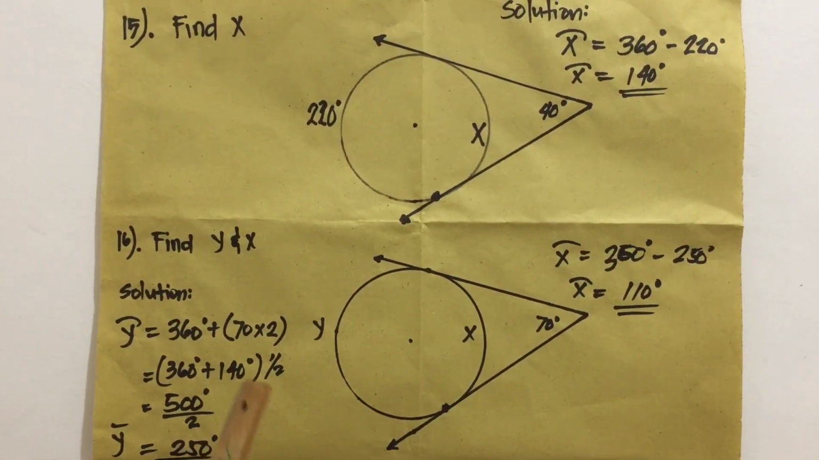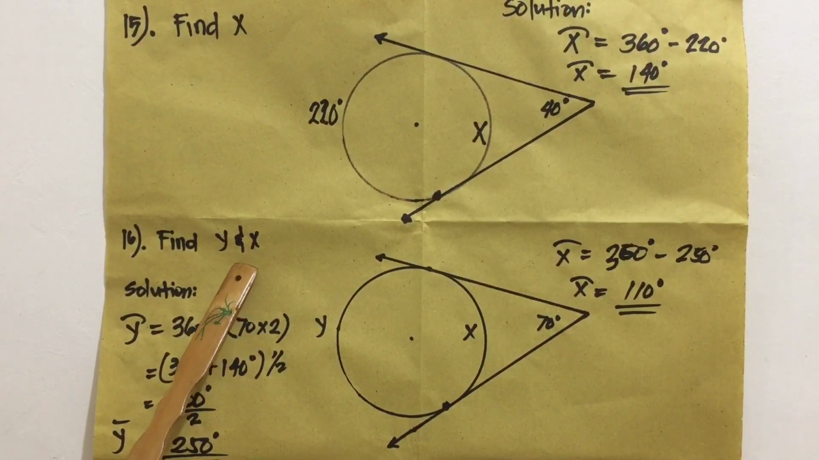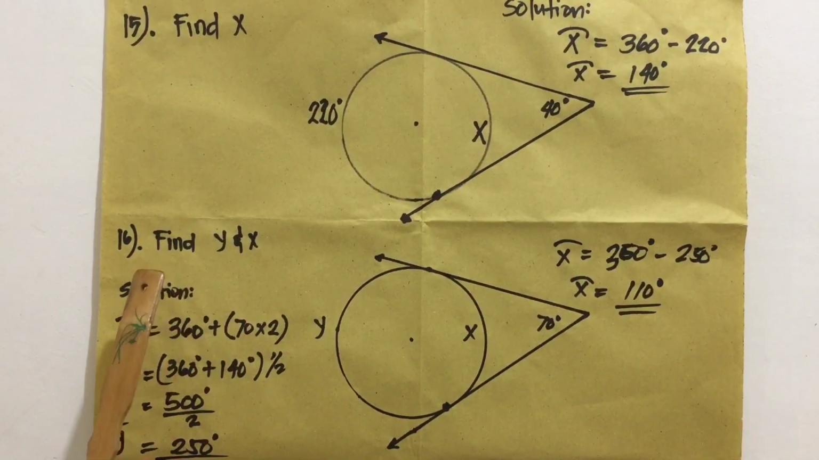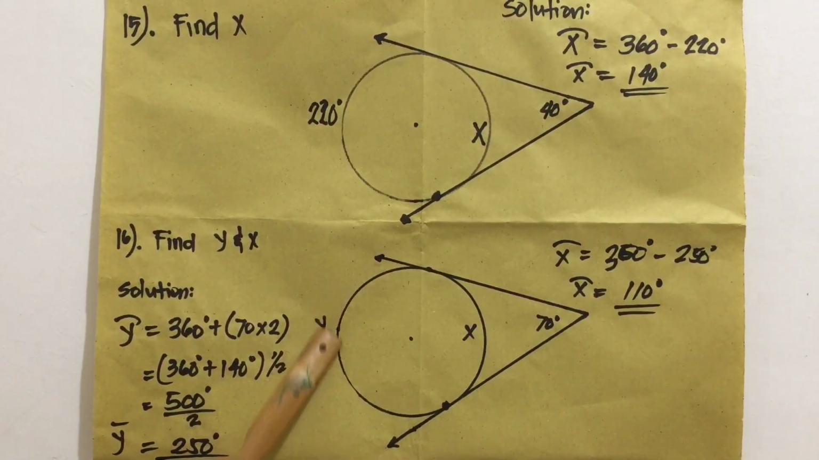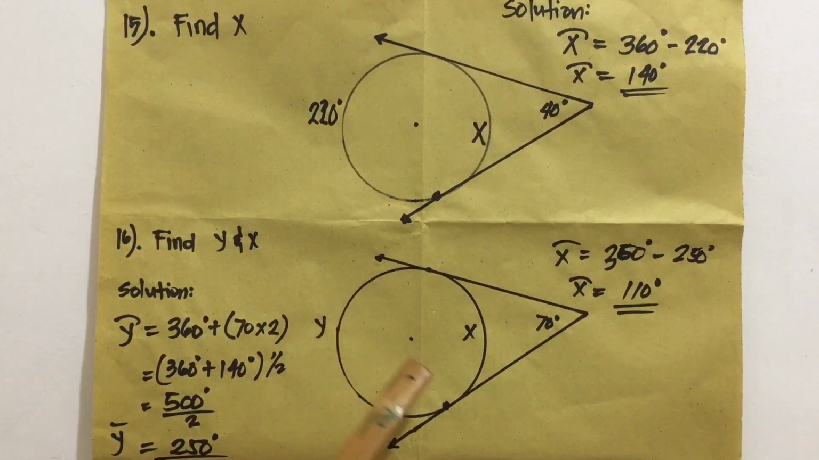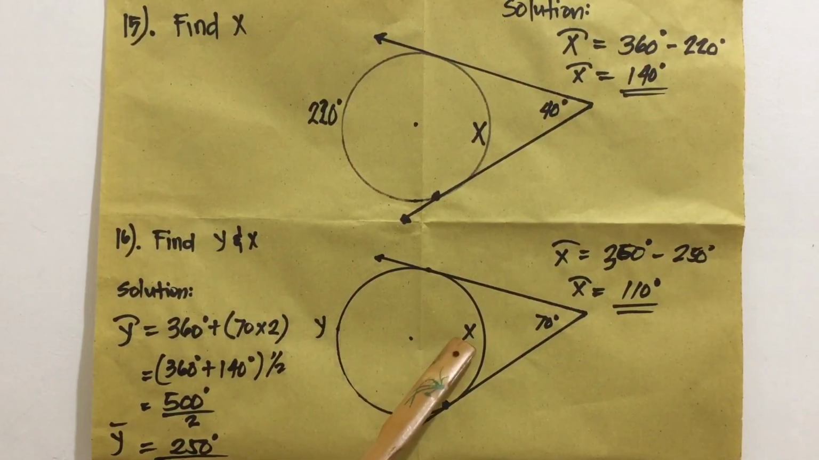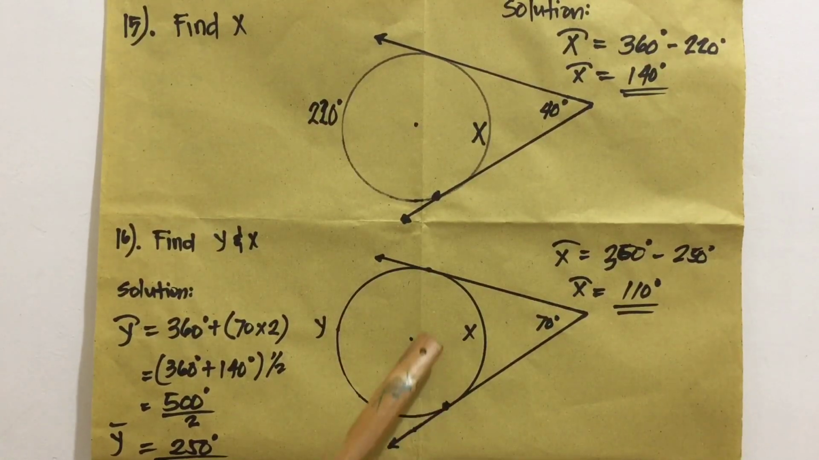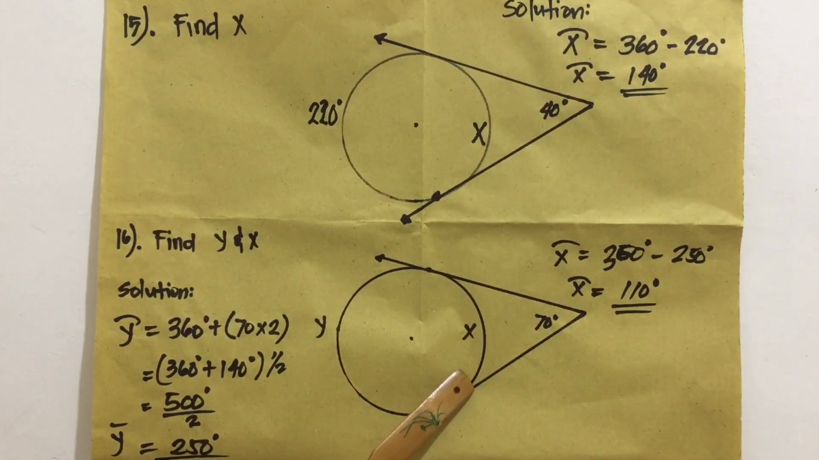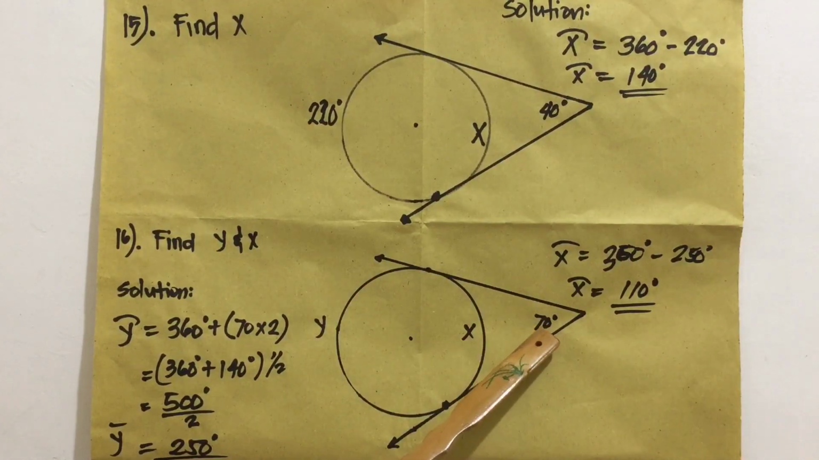Next, number 16, find the y and x. So again, in order to have the correct answer for y and x, we're going to study the given circle and the location of the y and the x. So y is the large arc here, and the x is the small arc. And we have the 70 degrees.